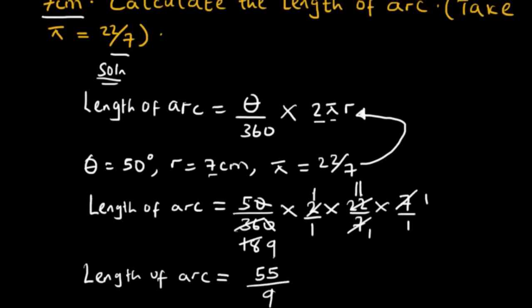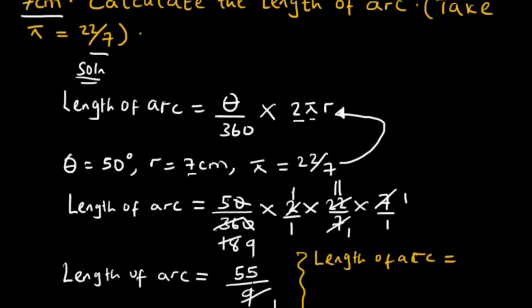So can I turn this to decimal? Let me solve the remaining here. Length of arc equals, so I have 9 here, 1, 9 in 55 should give me 6, remainder 1, so I add a point here and then I put 0 here. 9 in 10 should give me 1 remainder 1, so I should be having approximately 6.11. And remember, we are told to find length, so centimeter. The unit for length of arc is centimeter or meter or kilometer, as the case may be.